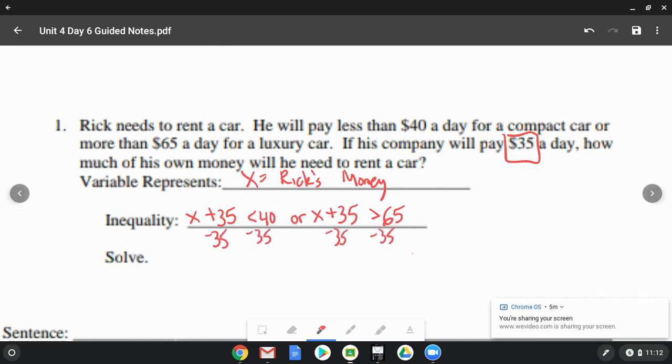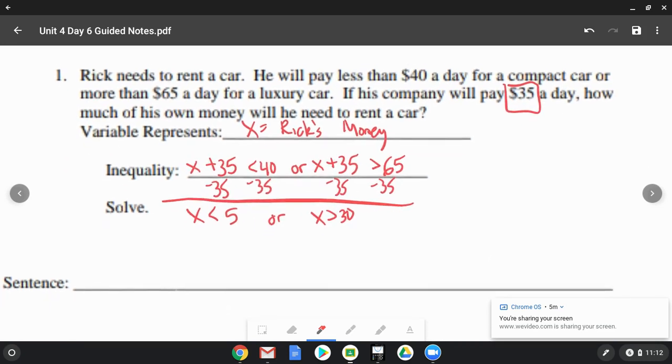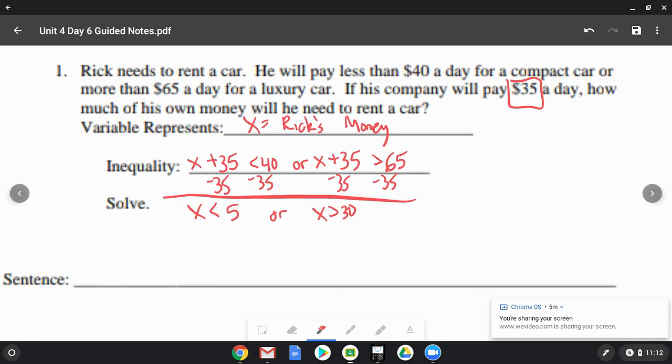And we have less than 5 or he's going to pay greater than 30. So if he wants to drive a small car, then he doesn't have to pay a lot of his own money. If he wants to drive a big, nice car, he's going to have to pay more than $30 a day. It'd probably be smarter to get the smaller compact car.